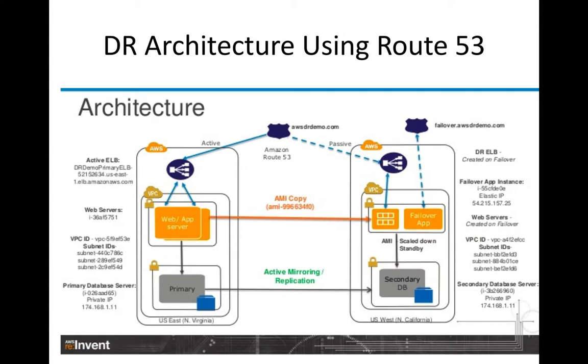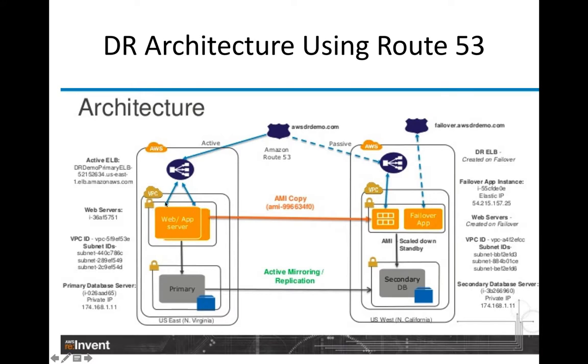Here's an example architecture showing how we might use Route 53 to deploy a disaster recovery service. In this architecture, we have our active service that's running in US East 1 in North Virginia. You can see that Route 53 is taking in requests for our website, which is awsdrdemo.com, and is sending those requests to a load balancer within a VPC. And that load balancer then is distributing requests across multiple web servers in a web server pool.